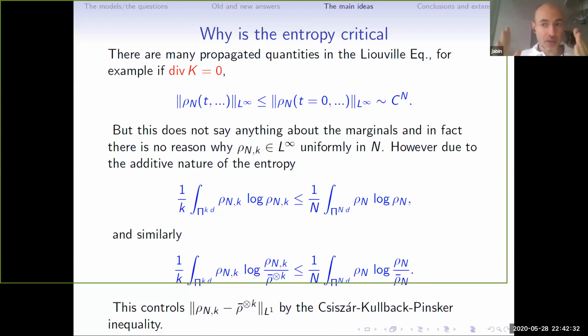And now I'm in finite dimension, right? I'm on the torus, pi d to the power k, with a finite k. I can apply standard Csiszár-Kullback-Pinsker inequalities. That tells me that if I control the entropy, I control the L1 norm. And I deduce a control on the difference of the L1 norms. So this is very simple and comes for free.